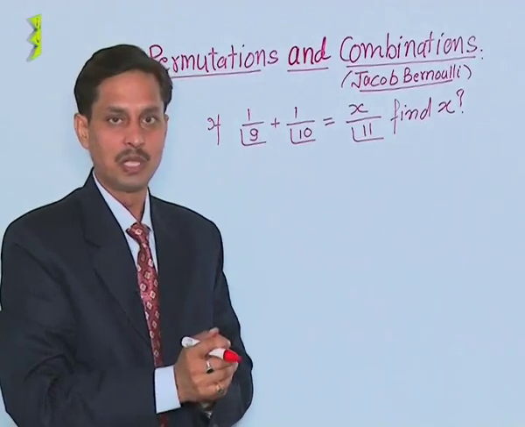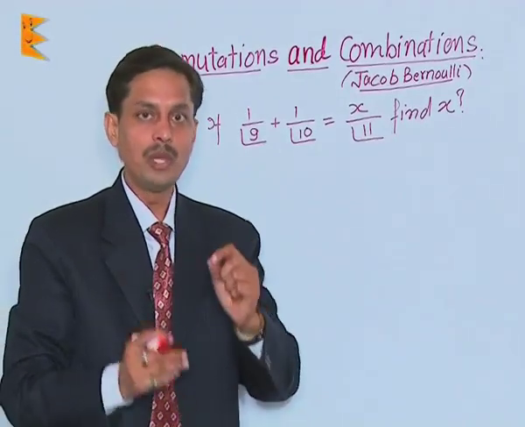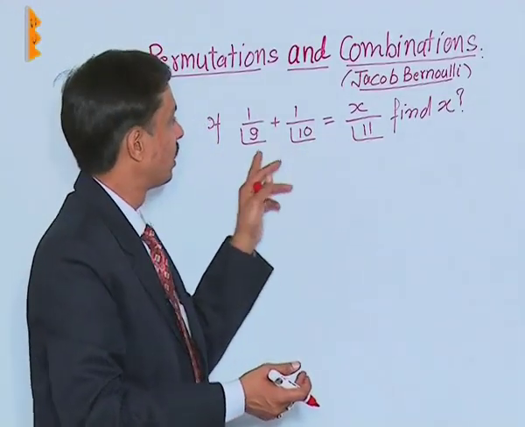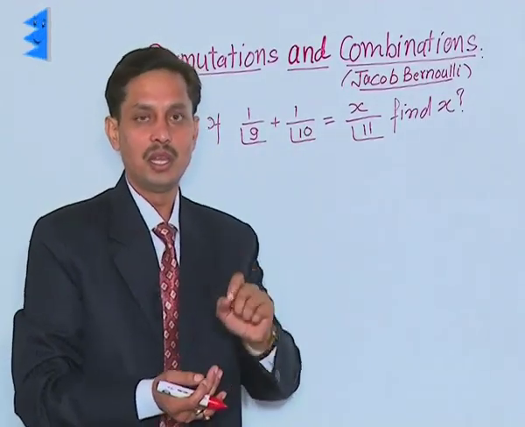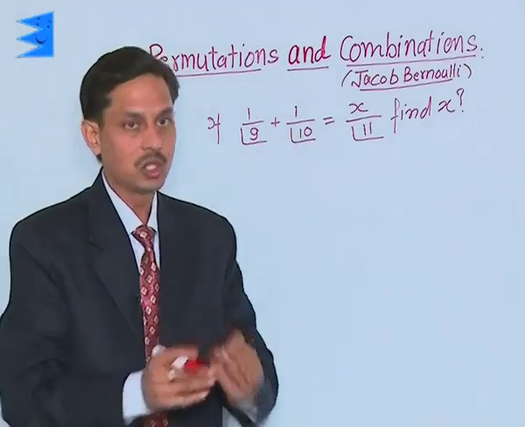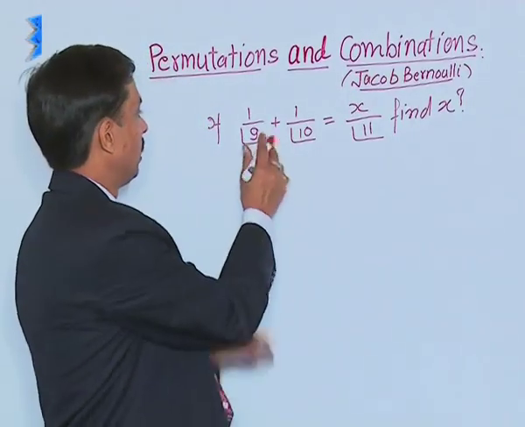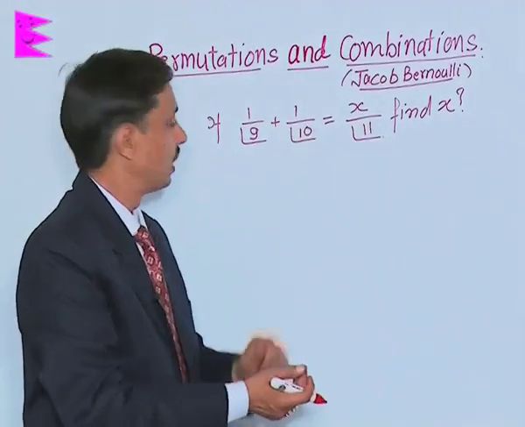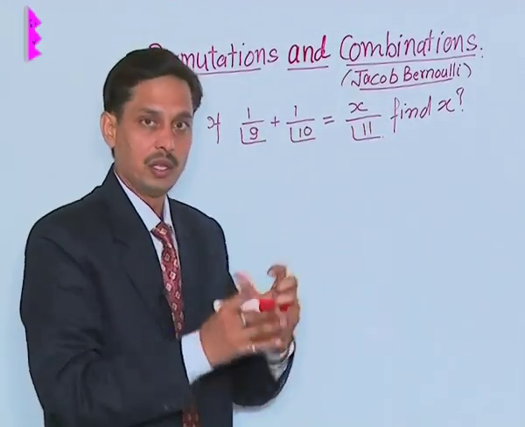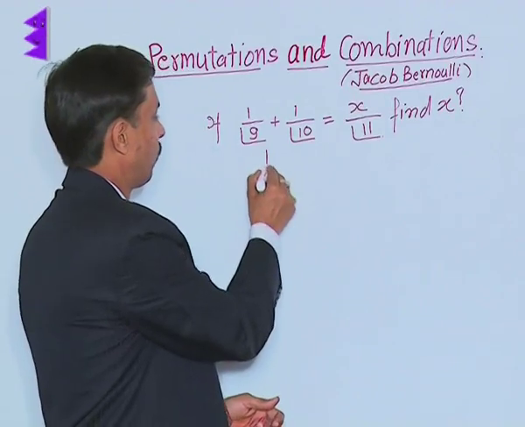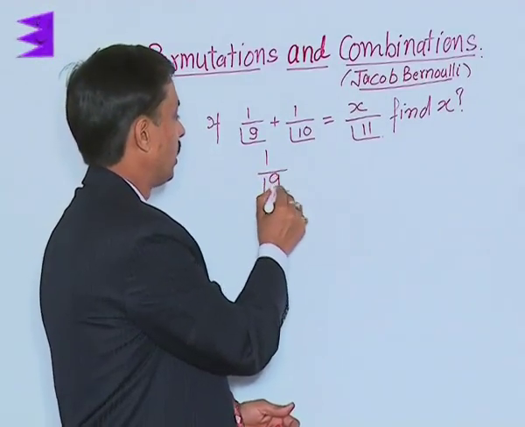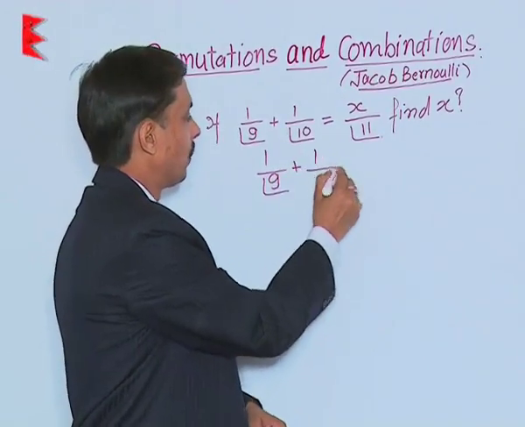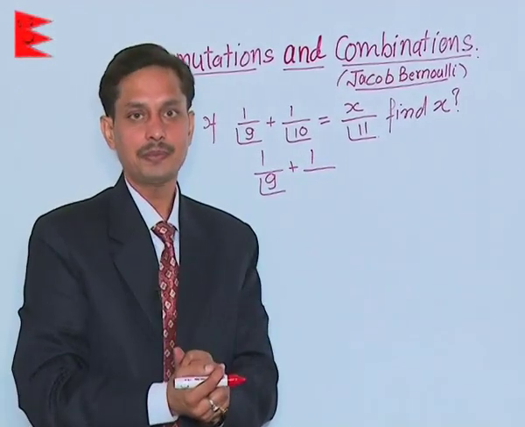In order to solve this problem, first we must convert all the numbers written in factorial in the denominator into the least factorial. Here we have factorial 11, factorial 10, and factorial 9. So when we solve, the least factorial is factorial 9. We will not disturb it. Plus 1 upon factorial 10.